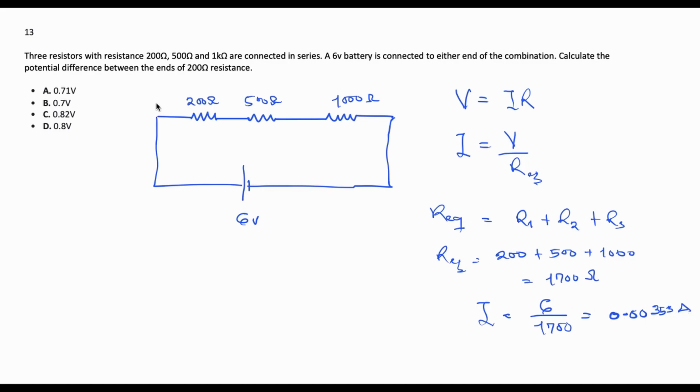Now that we know the current flowing through the entire circuit, we calculate the potential difference across the 200 ohm resistance alone. V is equal to IR. In this case, the resistance we're considering is only 200 ohms. So V is equal to the current, 0.00353, multiplied by 200 ohms, and this is equal to 0.71 volts. So our answer here is A.